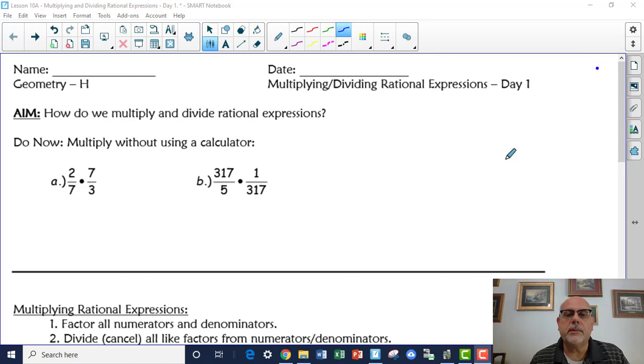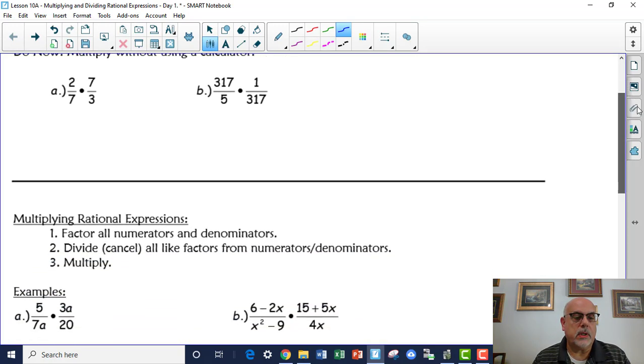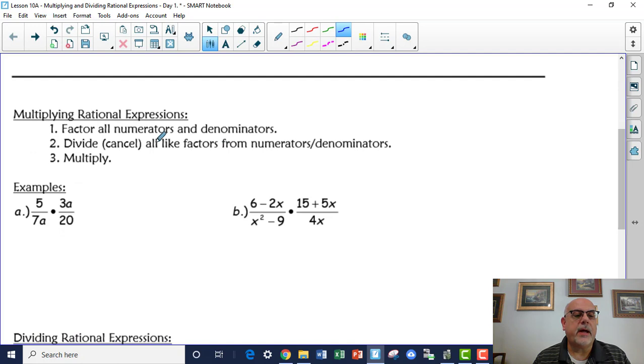Hello everyone, and welcome to the lesson for multiplying and dividing rational expressions, day 1. So we're going to look at how you multiply and/or divide algebraic fractions. Multiplying, you need to factor numerators and denominators, then divide out factors, and then multiply across. Okay, so let's take a look at this first one.